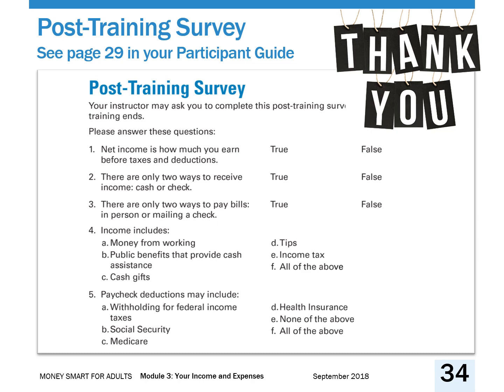For those of you that took the pre-training survey and then take the post-training survey, here are the answers to the questions. Number 1, your net income is how much you earn before taxes and deductions: False. Number 2, there are only 2 ways to receive income, cash or check: False. Number 3, there are only 2 ways to pay bills, in person or mailing a check: False. And number 4, income includes A, B, C, and D, which was money from working, public benefits that provide cash assistance, cash gifts, and tips.